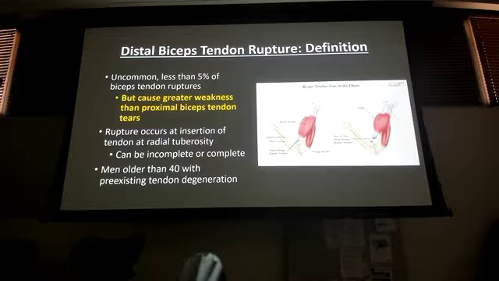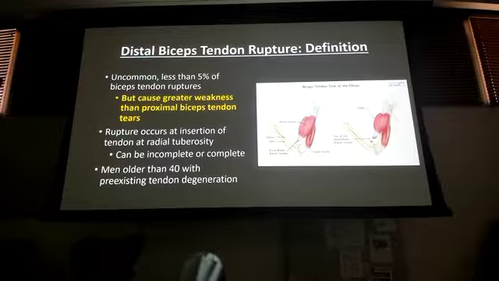So what's that anatomy again? I gave you guys that supplemental slide, right? It's at the radial tuberosity, right? So a lot of times they are complete. Sometimes they can be incomplete, partial, right? We understand that's the same terminology, right? By now, I hope you do, right?